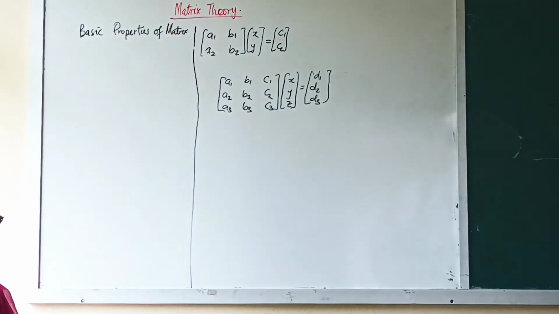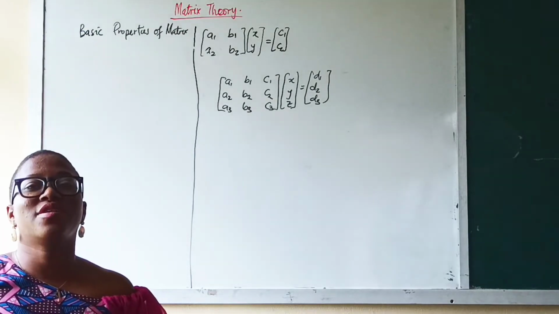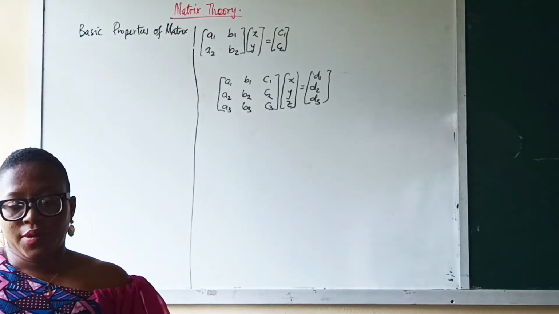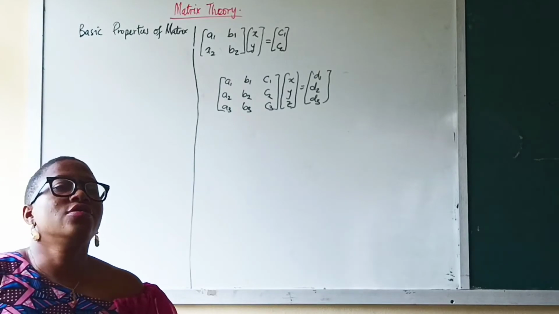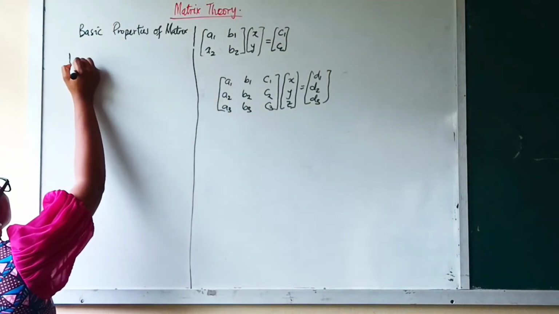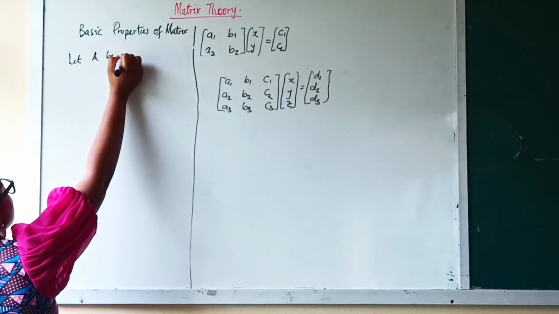Here we're going to be looking at properties relating to the inverse of a matrix. So first of all, let A be an n by n matrix.